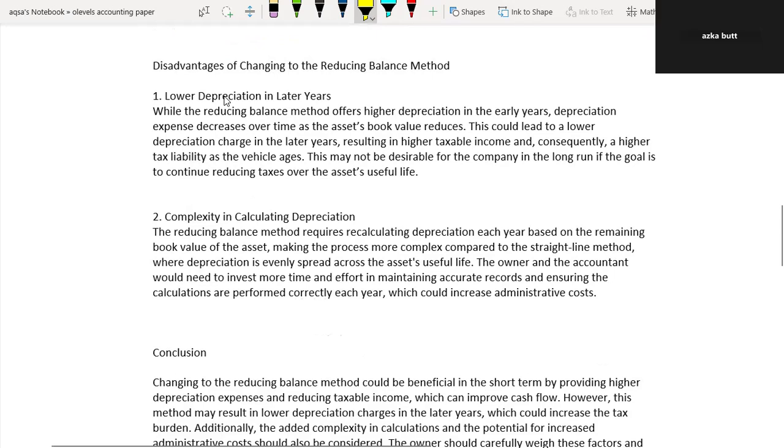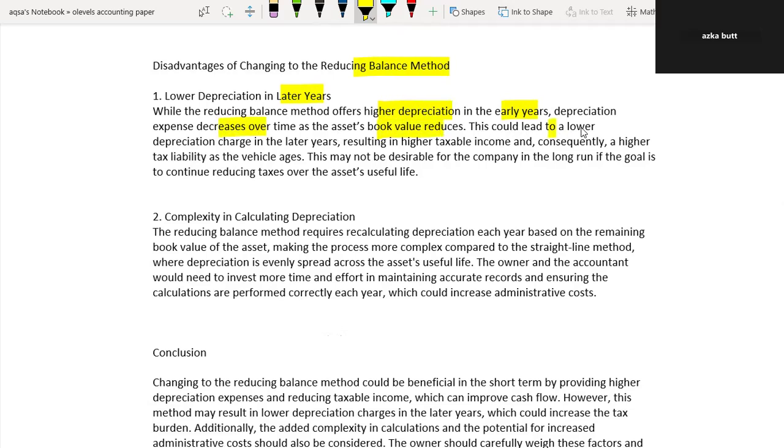Now let's discuss the disadvantage of changing to the RBM method. So there is a lower depreciation in the later years. In the later years we will be applying the rate of depreciation on the net book value of the asset. So while the reducing balance method offers higher depreciation in the early years, depreciation expense decreases over time as the asset's book value reduces.